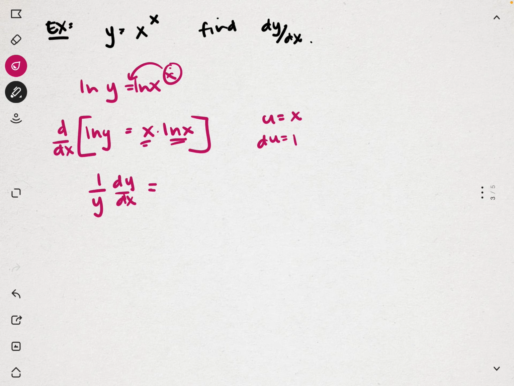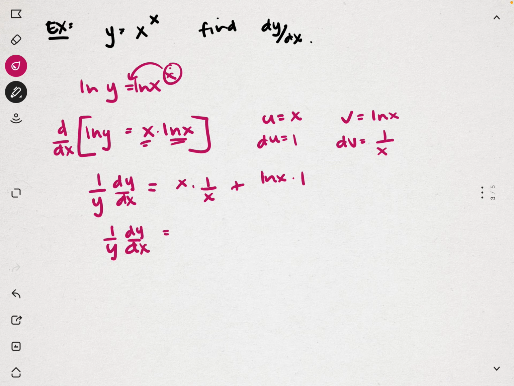Our du is going to be 1. Our v is going to be ln x, and our dv is going to be 1 over x. So let's put this all together: u dv plus v du, ln x times 1. Alright, we're getting there.